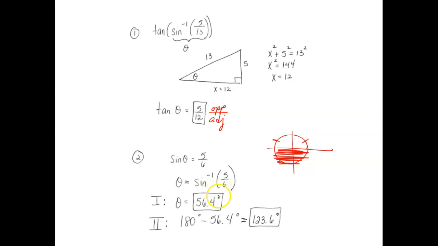Be sure your calculator's in degrees. If you didn't get the right answer, it very well could be because you're not in degrees. The calculator is going to give you the reference angle, basically the first quadrant angle. So to get the second quadrant angle, you're going to do 180 minus this reference angle, and you're going to get 123.6 for the second angle there.